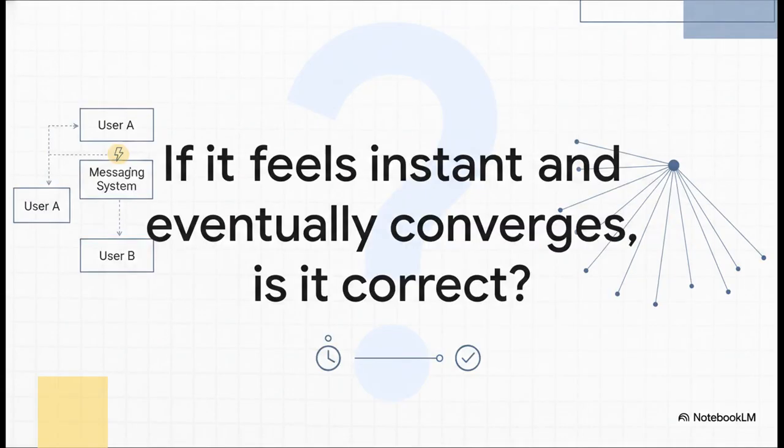And so I'll leave you with this question to chew on. It forces us to redefine what correct even means when we're building systems for people, not for machines. If the user feels like the system is instant and reliable, and all the data eventually lines up and becomes consistent, isn't that, by definition, correct? Something to think about.